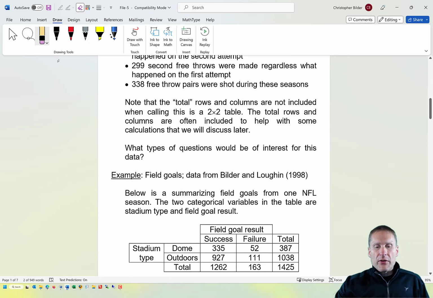Now, in this particular situation, what kinds of questions are we interested in? If you're a basketball fan, probably the number one thing that you're interested in is, given that Larry Bird made the first free throw, or given that he missed the first free throw, what's the probability that he's going to make the second free throw?